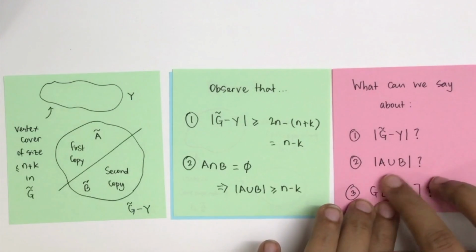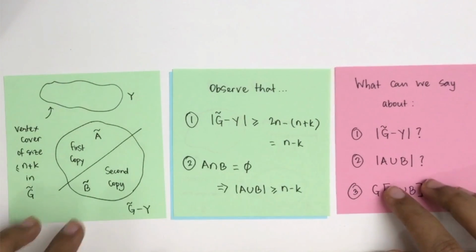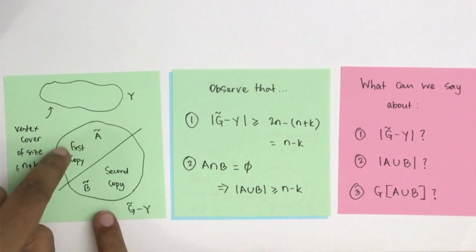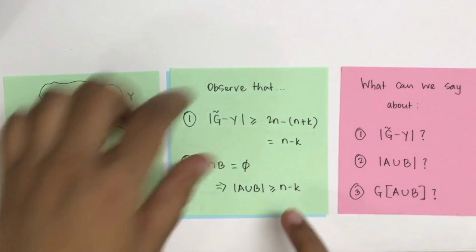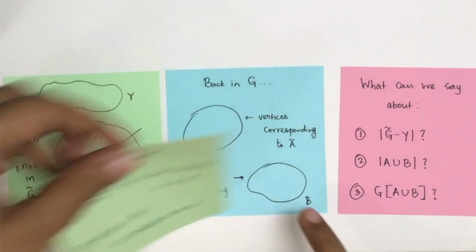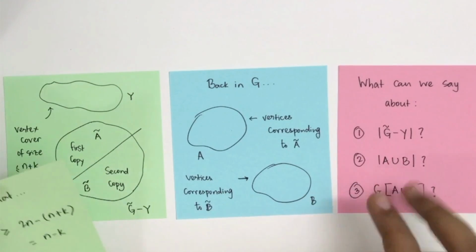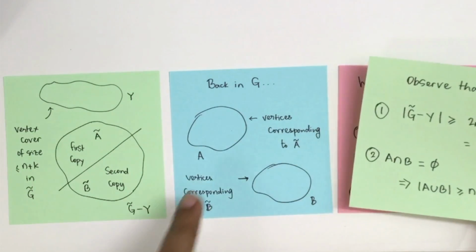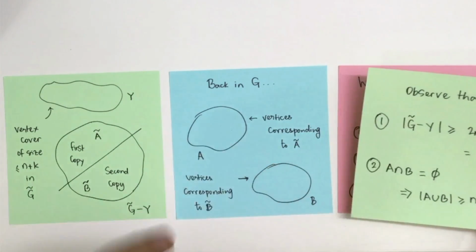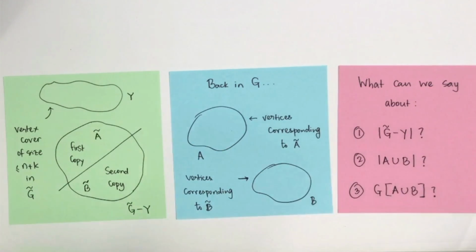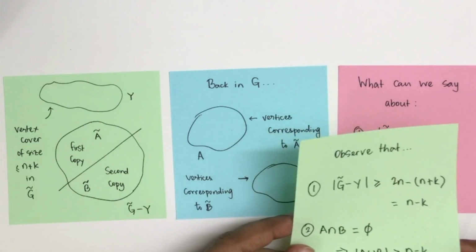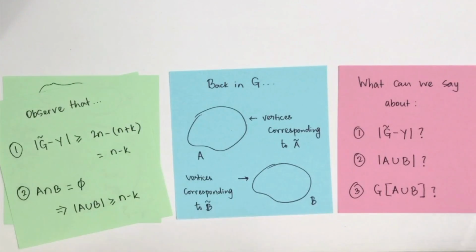Also notice that the size of A union B, which is essentially the size of A tilde union B tilde, is also at least n minus k, because we didn't have two copies of the same vertex. As we noted earlier, the intersection of A and B is empty, so the size of A union B is essentially the size of A tilde union B tilde. So we have at least n minus k vertices here. So hopefully that's all right so far.